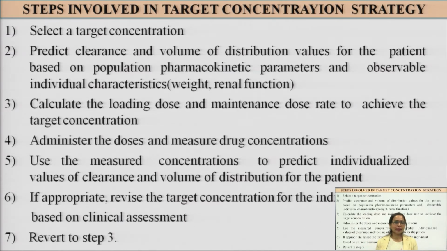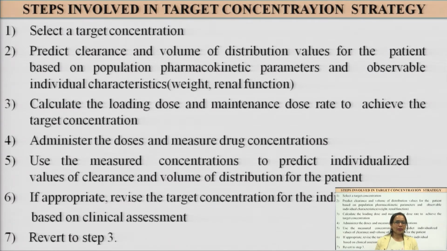Observational individual characteristics may be weight or renal function. Then calculate the loading dose and maintenance dose rate to achieve the target concentration. Then administer the doses and measure drug concentration. That is the fourth step. The drug has to be administered and the drug concentration is to be measured.